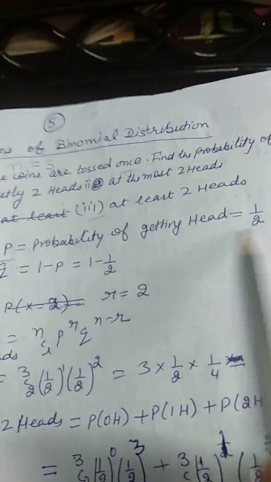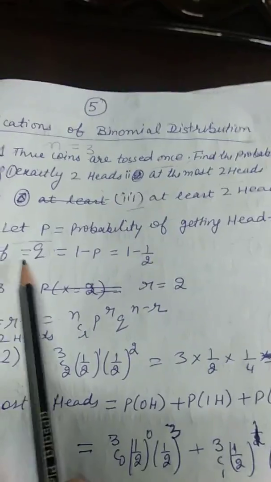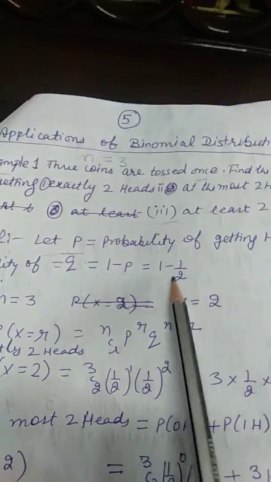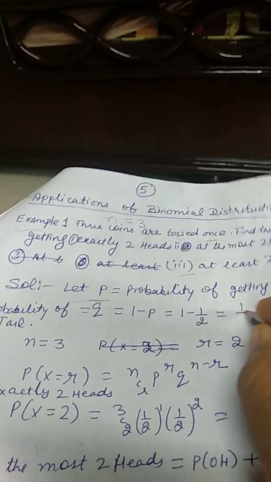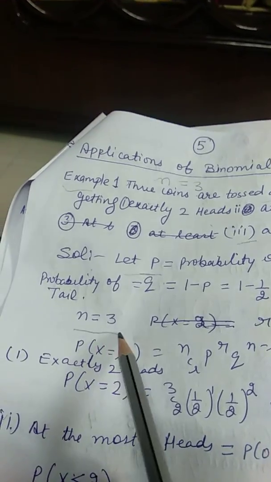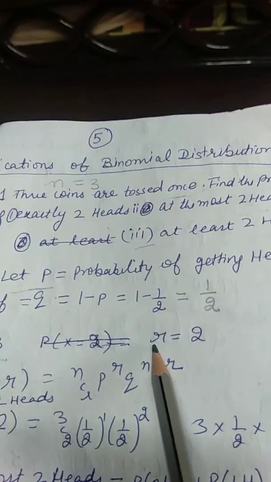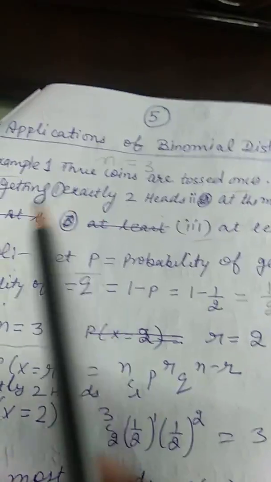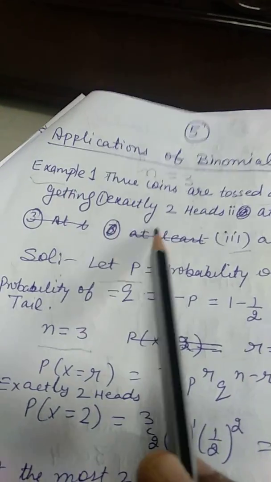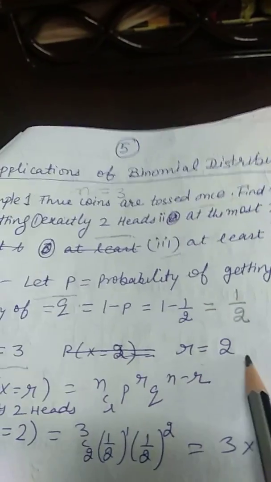So since the coin is tossed, the probability of success, getting a head, is p equal to 1 over 2, and the probability of failure, that is 1 minus p, is again equal to 1 by 2. Now n, I have already told, how many times are you tossing a coin? 3 times. And what is the first part of the question? What is the probability of getting exactly 2 heads? 2 heads. So r is 2.